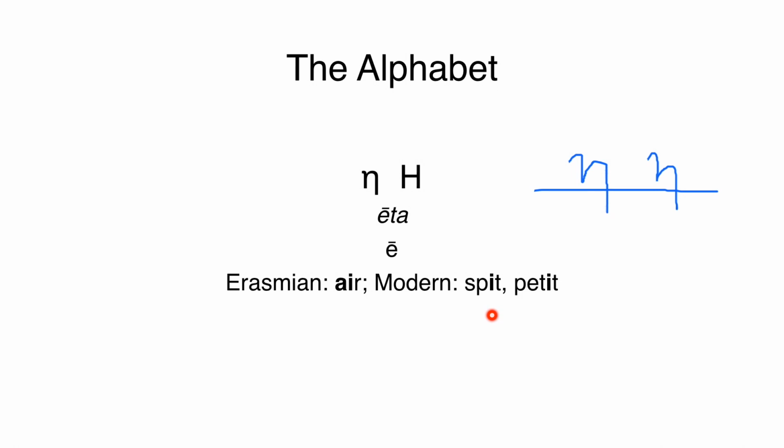Now I recognize that not all my viewers will pronounce spit the same way that I do. So we can also use the French word petite. It's an I sound. This is one of the most major differences between Erasmian and modern pronunciations, because in fact we will see a number of vowels that will have this I sound, like the eta or ita. So this letter is known as eta or ita.